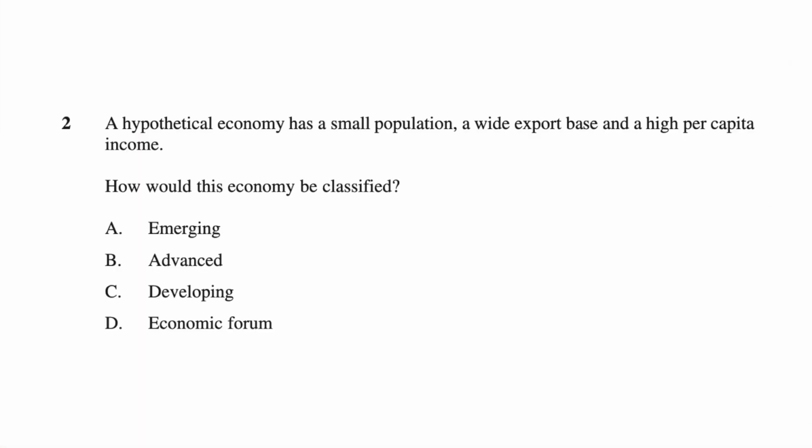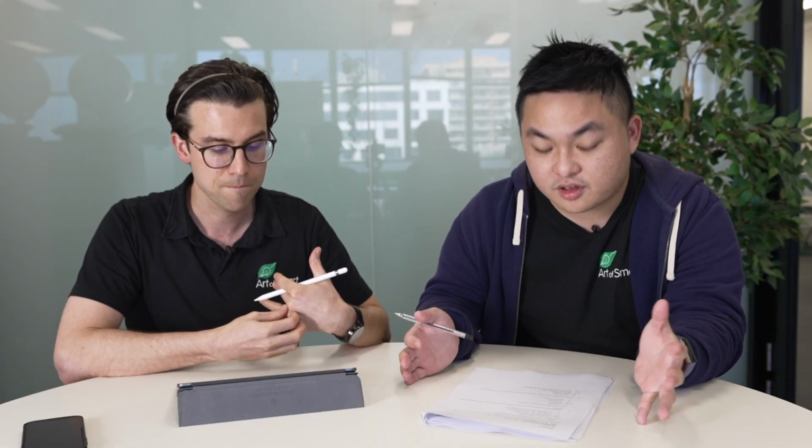Great. Number 2, we had a hypothetical economy: small population, wide export base, high per capita income. What are we saying this economy is going to be classified as? I think the biggest hint was just that they had that high per capita income, and as a result of that, you should have gone straight for B. Yep, that's right. Which was advanced. Awesome. What was the third question?